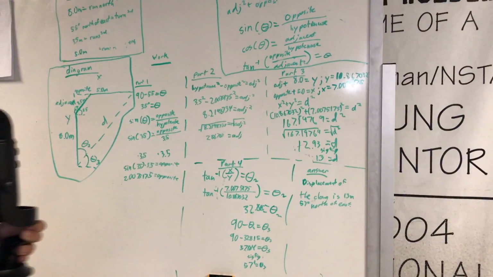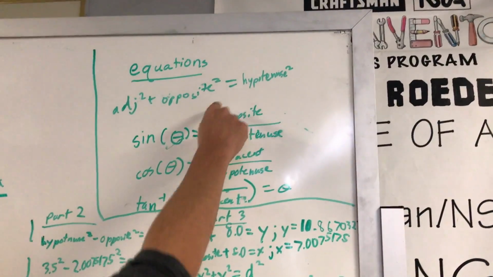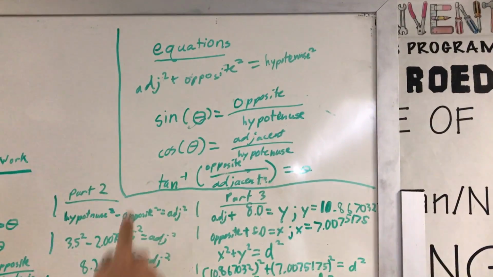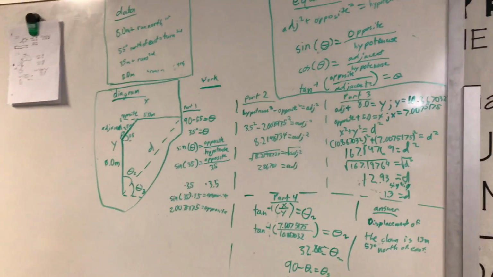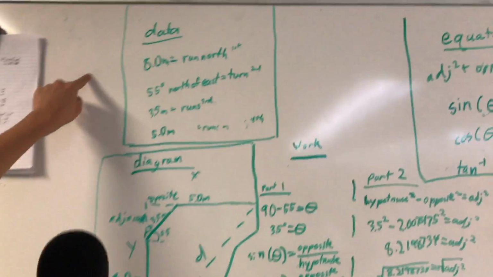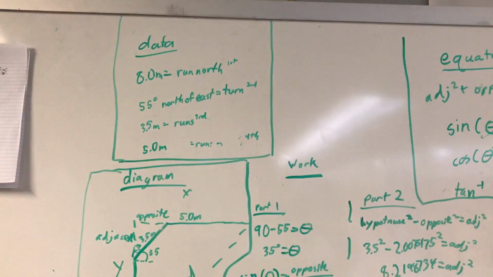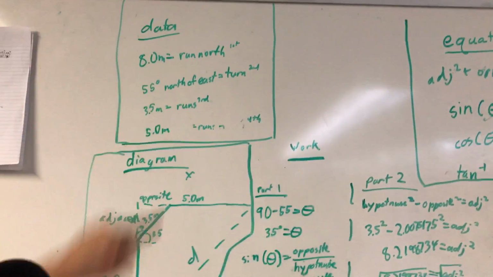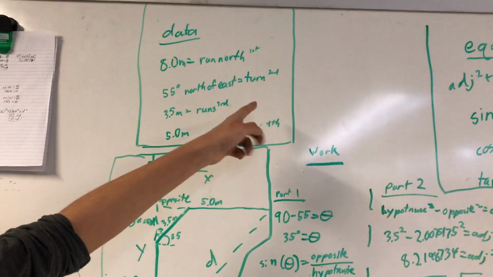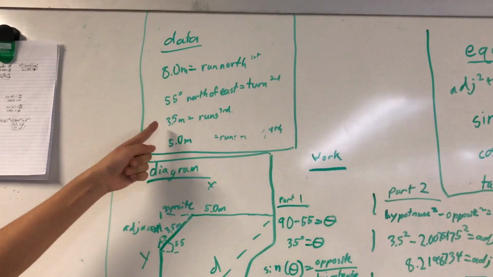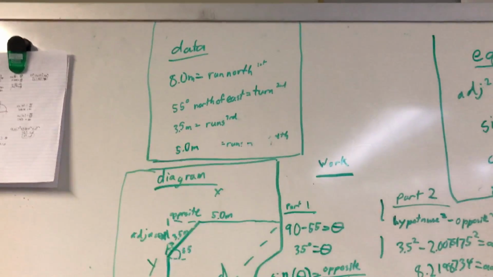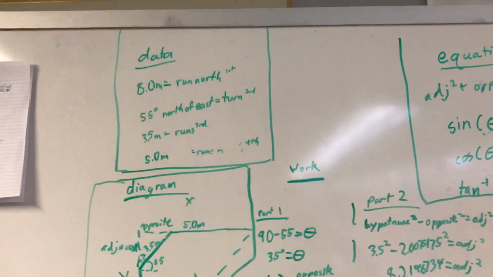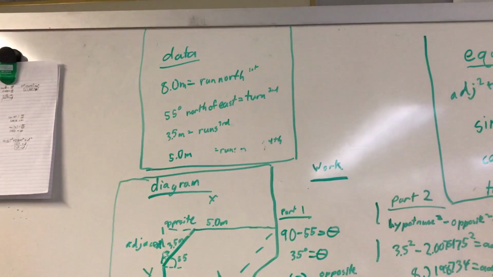Okay, so what we want to do first is set down the equations that we need for this problem. It is the Pythagorean theorem, and sine, cosine, and inverse tangent. You can see these equations right here. Now, we want to put down all the data we need. He runs 8.0 meters north, that's the first action he takes. Then he turns 55 degrees north of east, that's the second action. Then he runs 3.5 meters, that's the third action. And he runs 5.0 meters east, that's the last action he takes.